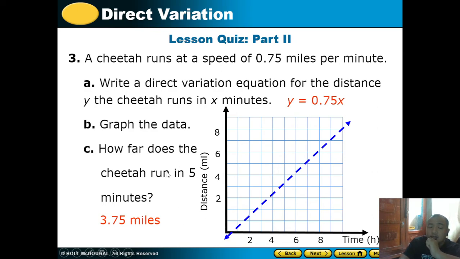Now, how far does the cheetah run in 5 minutes? So substitute x by 5 times 0.75. It's 3.75 miles.